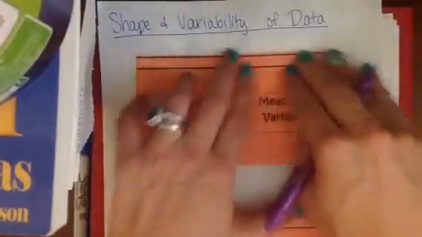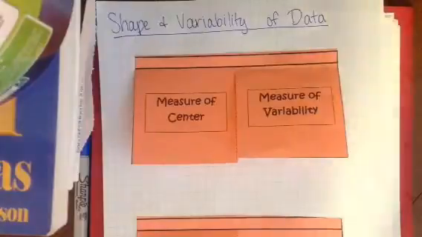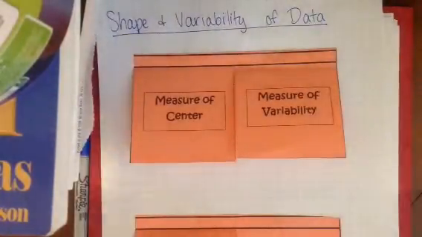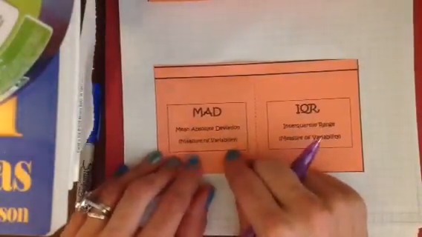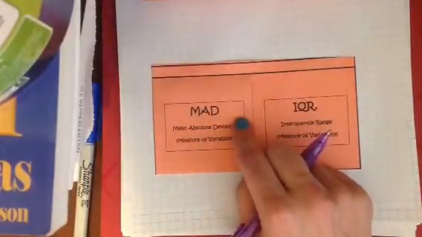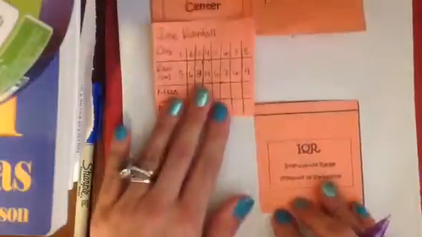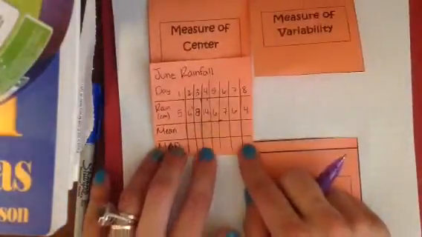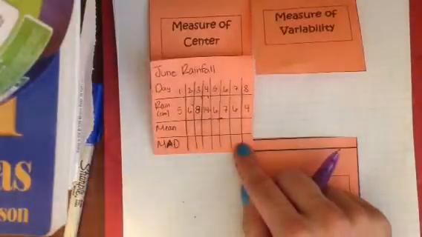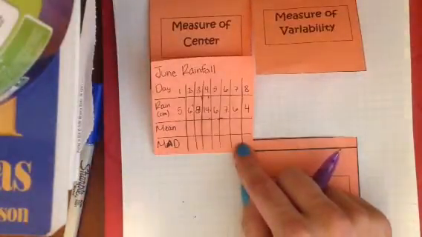Okay, so all of this vocabulary right now should be pretty familiar in terms of mean, median, mode, range, and IQR. However, the mean absolute deviation is something new. So MAD. We're going to talk about what is MAD. So you should have gone ahead and copied down this chart on the back of the flap. And we're going to go through the steps to calculate our mean absolute deviation.